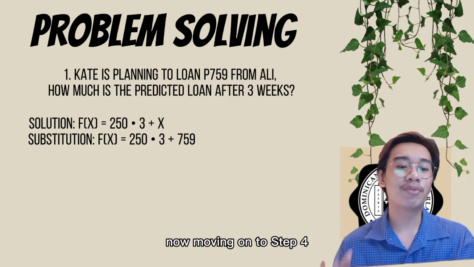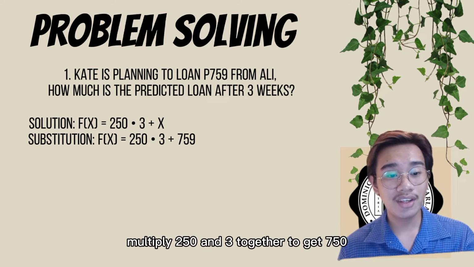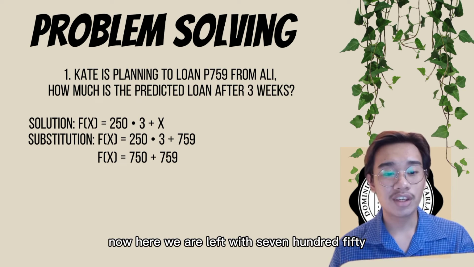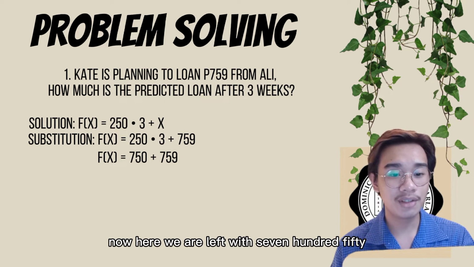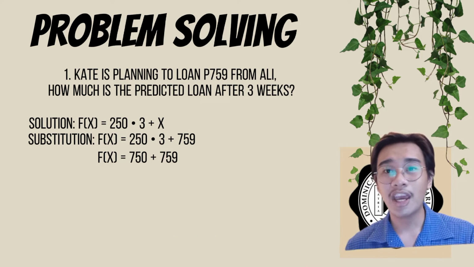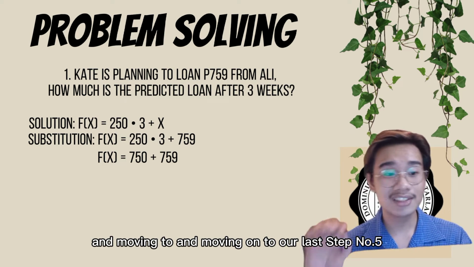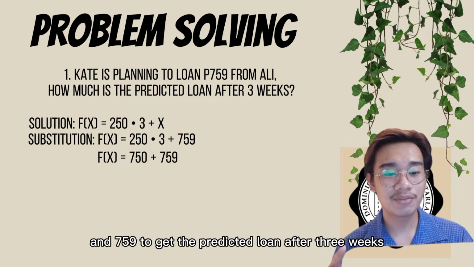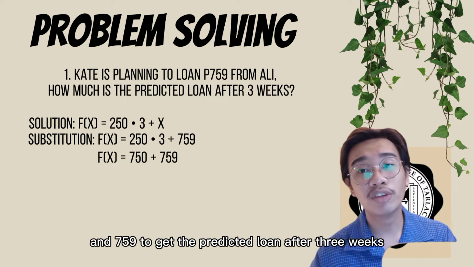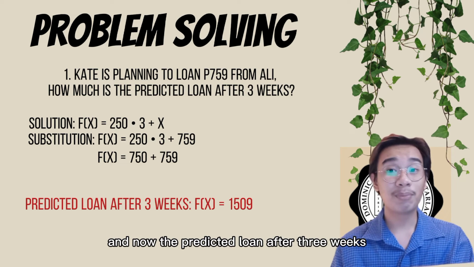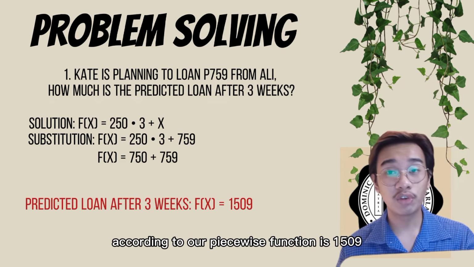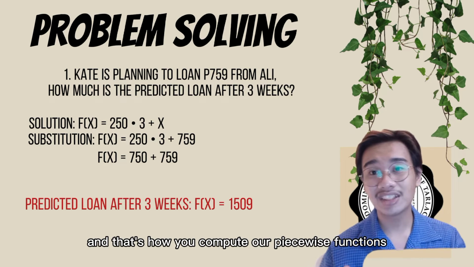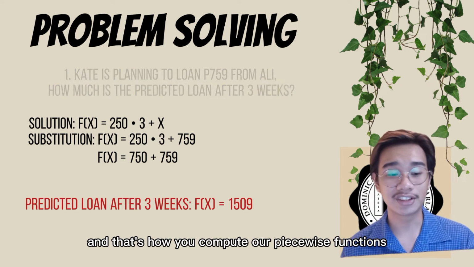Now moving on to step 4. Multiply 250 and 3 together to get 750. Now here we are left with 750 plus 759. And moving on to our last step, number 5, add 750 and 759 to get the predicted loan after 3 weeks. And now the predicted loan after 3 weeks according to our piecewise function is 1,509. And that's how you compute our piecewise functions.